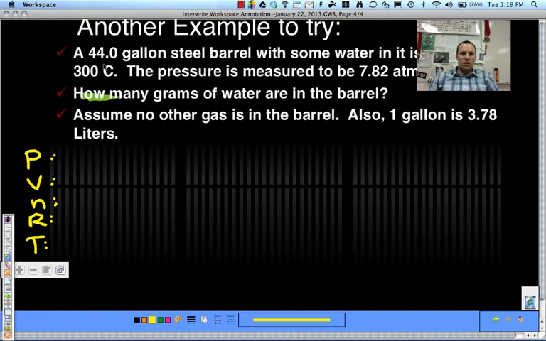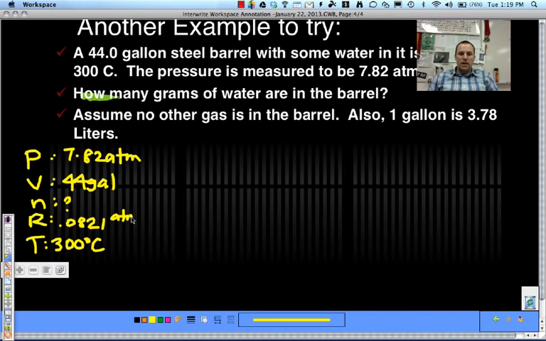Okay, read the question. A 44-gallon steel barrel. Gallons is volume. With some water in it is heated to 300 degrees Celsius. The pressure is measured to be 7.82 atmospheres. There's our pressure. How many grams of water are in the barrel? So we're going to look for number of moles and then convert that into grams when we're done. R, remember, is always 0.0821 atmospheres times liters over moles times Kelvin.